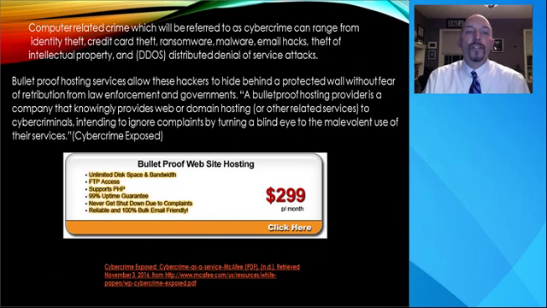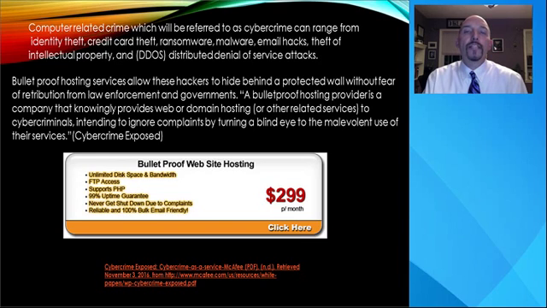Computer-related crime, referred to as cybercrime, can range from identity theft, credit card theft, ransomware, malware, email hacks, theft of intellectual property, and distributed denial of service attacks. Cybercrime occurs over national borders, making it difficult to investigate and prosecute. Offenders use advanced software and hardware systems, making it difficult to detect until it's too late. The criminals involved use large-scale networks of like-minded associates to carry out the attacks. The groups are motivated by many factors such as terrorism, financial gain, political motives, or for the thrill of getting away with it. They often work together in organized and geographically decentralized ways, making it an even more insidious threat.